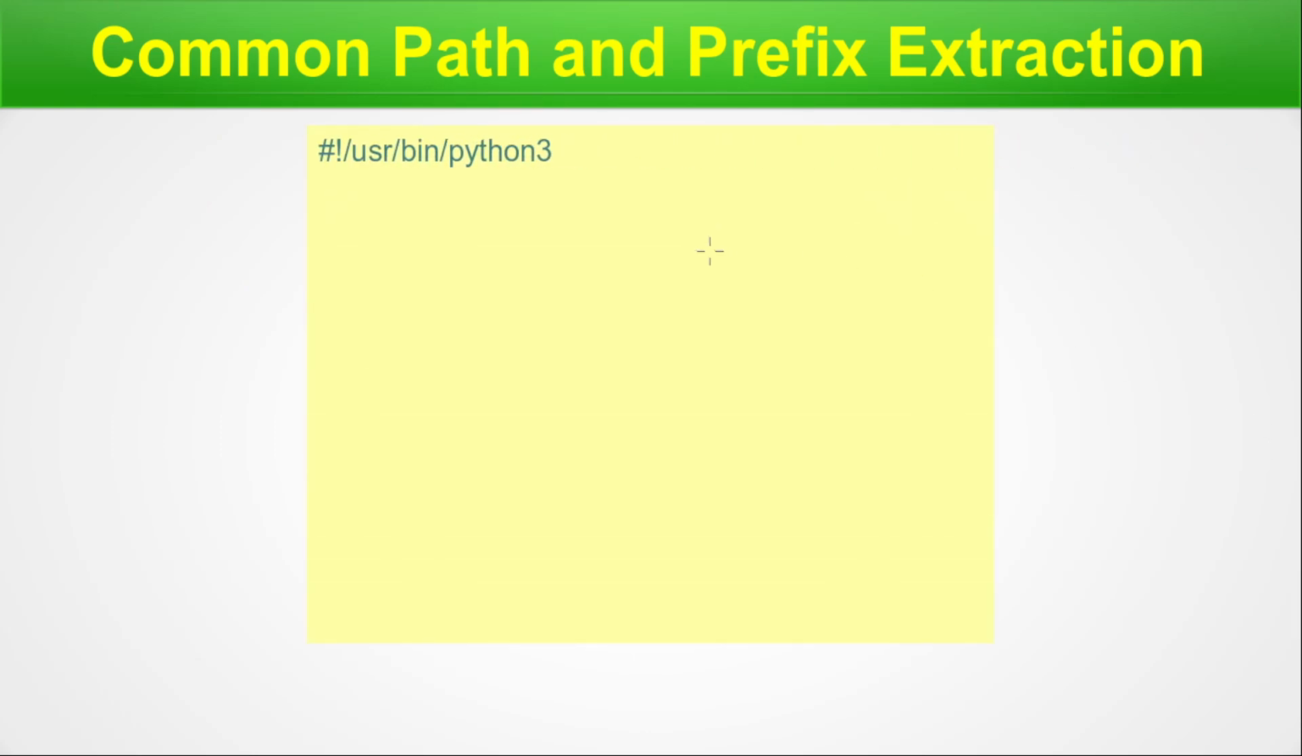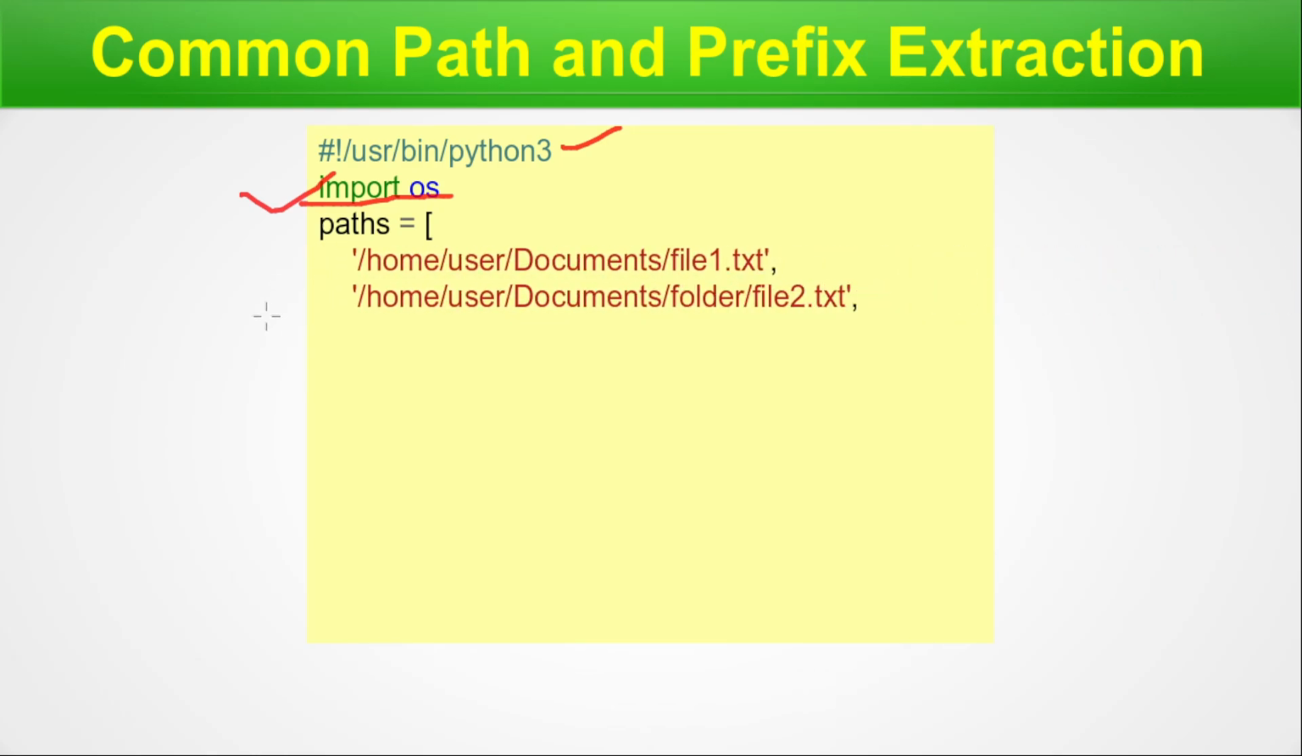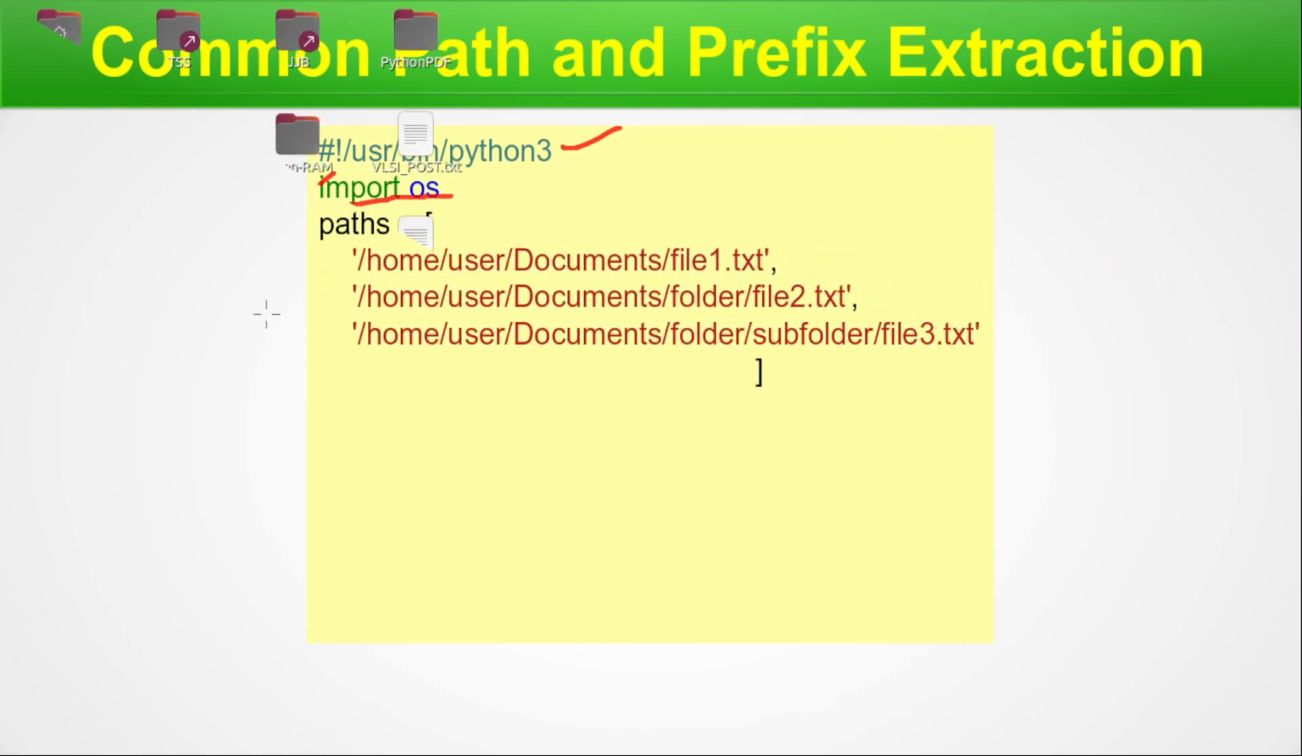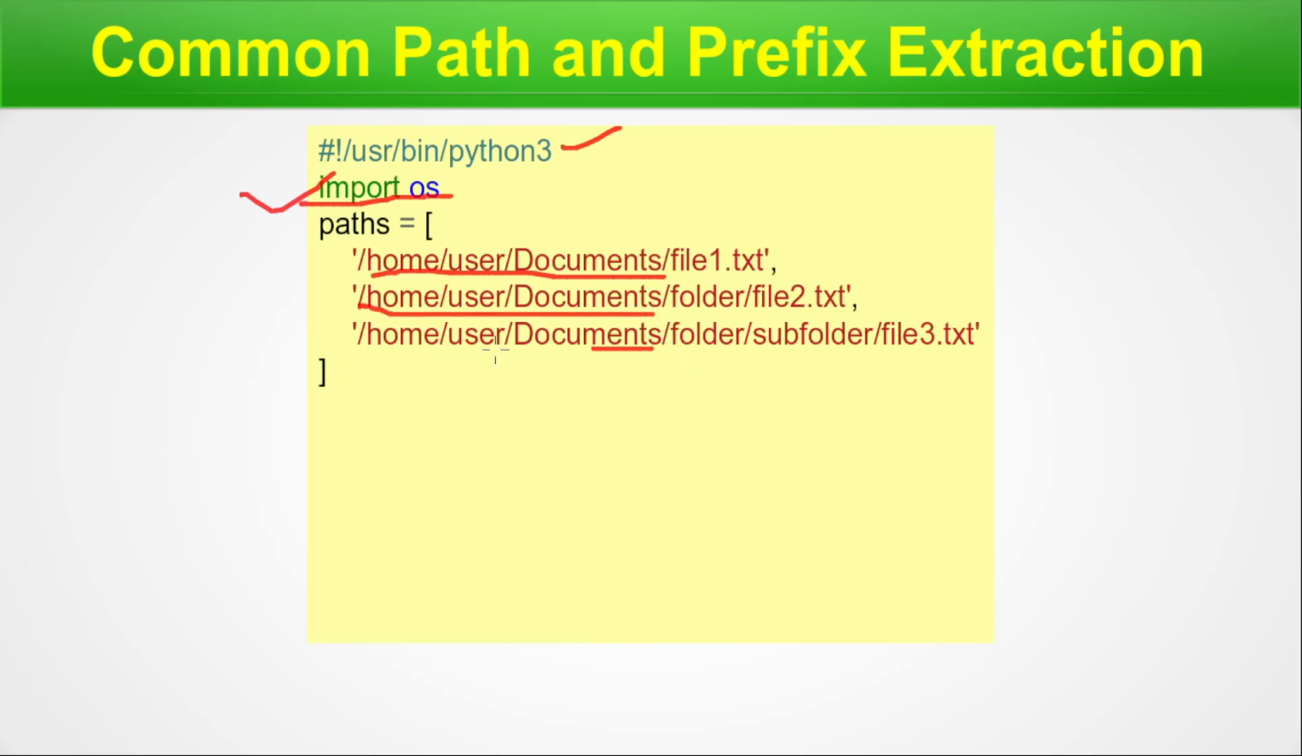The first line is our Python interpreter, that is #!/usr/bin/python. Next, we use the import os command. This is the most important, don't forget to write it. Next, we have paths. There is a list, right? And here we manually give the paths, right? Here the first one is there, second one is there, and third one is there, and we close the list here. So these are the files, and you can see here we have something common in all of them, and we want to extract that, right?